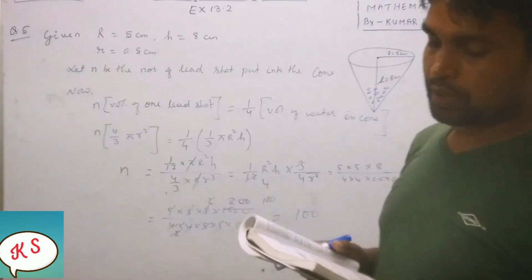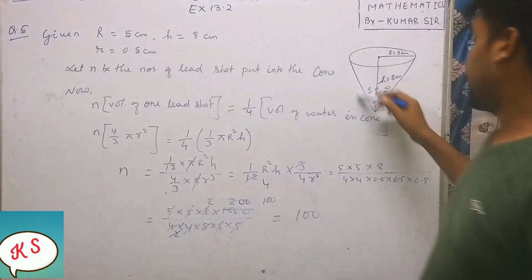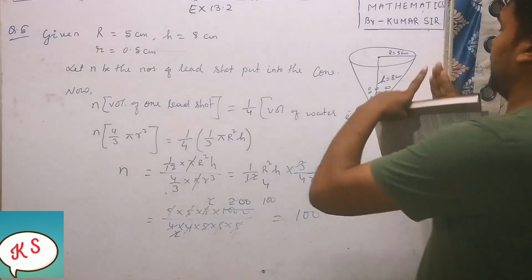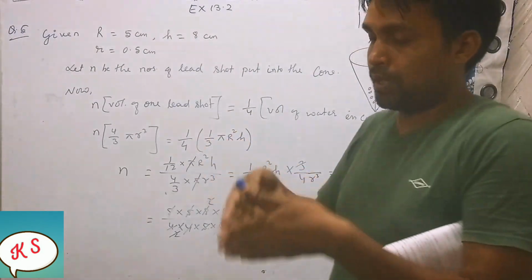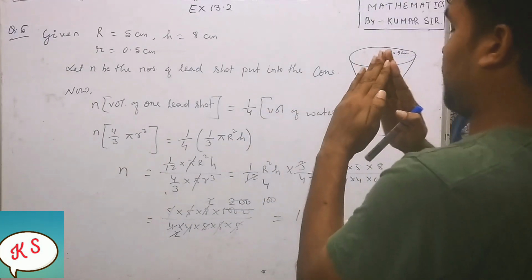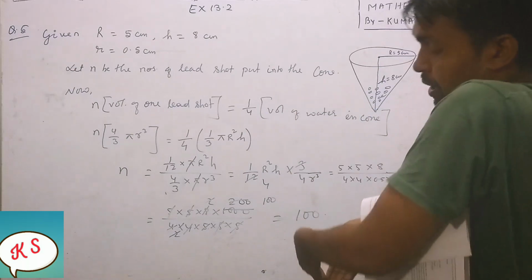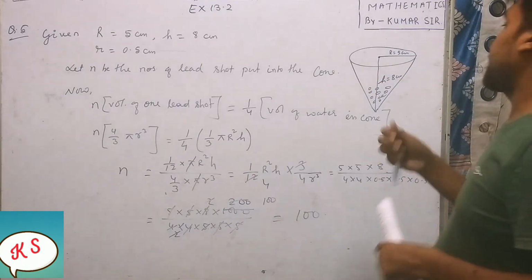What is the question? A vessel is in the form of an inverted cone. So this is the vessel, an empty vessel, which is in the form of a cone. Generally a cone used to be like this, right? But right now it is in this way, that is inverted. So this is an inverted cone.